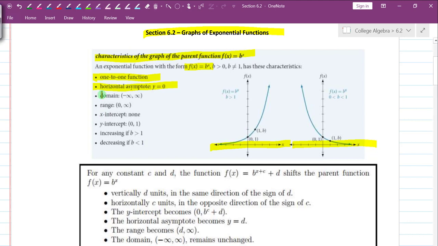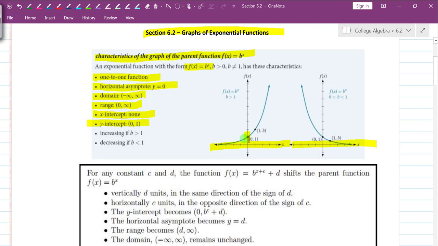The domain for the exponential function is all real numbers, negative infinity to positive infinity. The range is all positive real numbers, which is 0 to positive infinity. There is not an x-intercept. You'll notice on the graph here, there is no place that we cross over to the x-axis. We get infinitely close. Your eye cannot tell the difference, but you actually never cross it. The y-intercept is your one known point that we use to reference, and that is the point 0, 1.